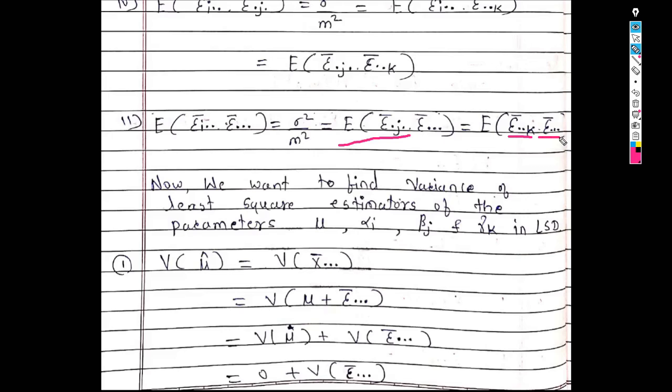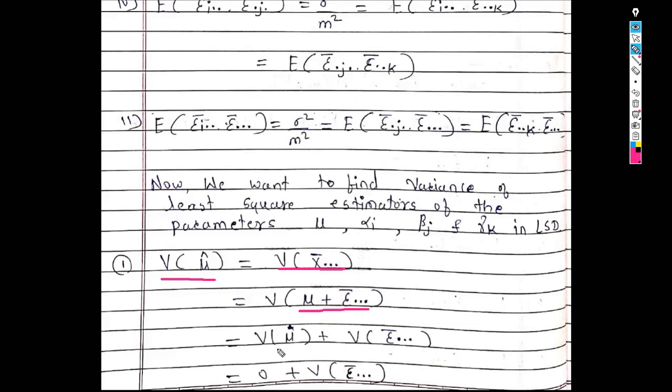So we use these expectations to find the variance of the least square estimators of our LSD parameters. First we will discuss the expression for the variance of mu hat. So let us consider the variance of mu hat. Now what is the least square estimator of mu hat? It is the grand mean, so the variance of x dot dot dot bar. As we have seen in the above expressions, this x dot dot dot bar can be written as mu plus epsilon dot dot dot bar. So here we consider the variance of this term.